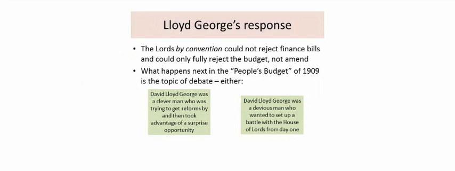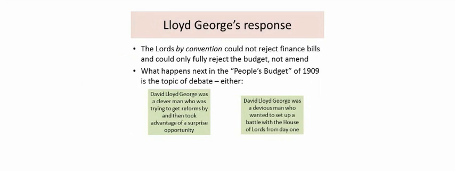There is going to be a constitutional crisis in which the powers of the House of Lords are severely curtailed and will not stop liberal reforms again. Now you can argue one of two things. Either the constitutional crisis happened by accident, but then David Lloyd George took advantage of an opportunity to lead to a change in the powers of the House of Lords.